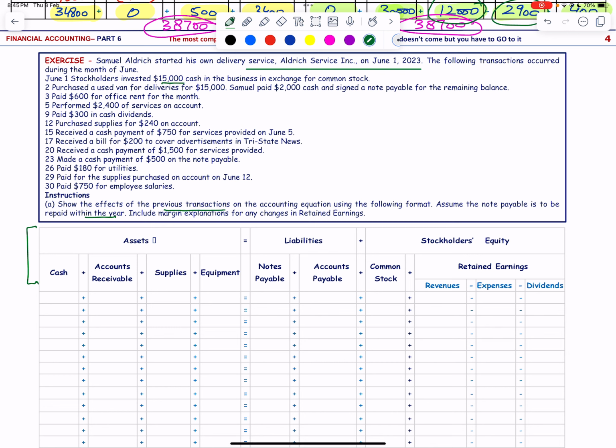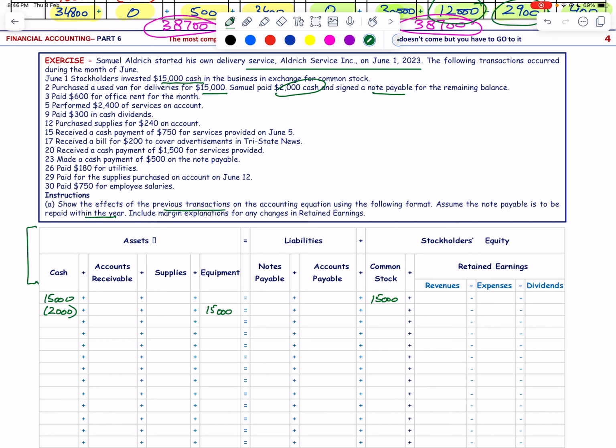On June 1, invested 15,000 cash. So cash is going to increase. So will the common stock. Then purchased a van for delivery for 15,000. So our equipment increases by 15,000. And we are paying 2,000 cash. So cash decreases by 2,000.